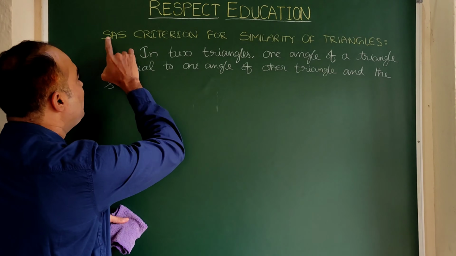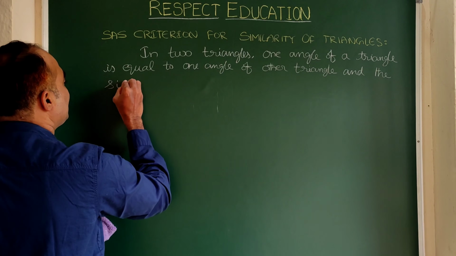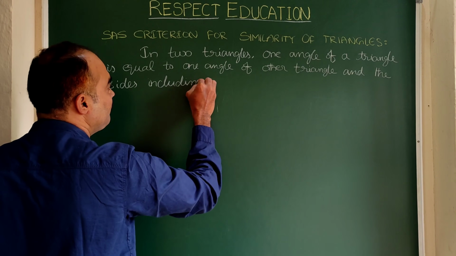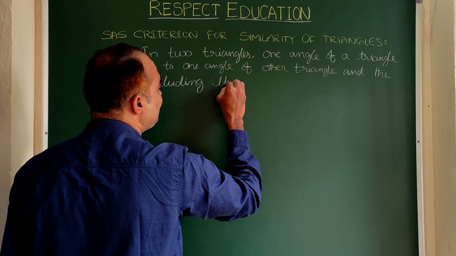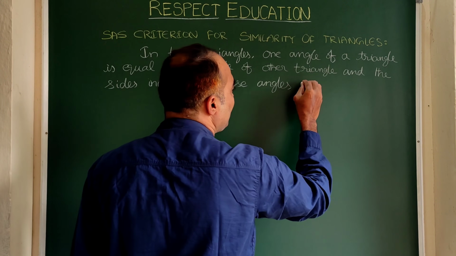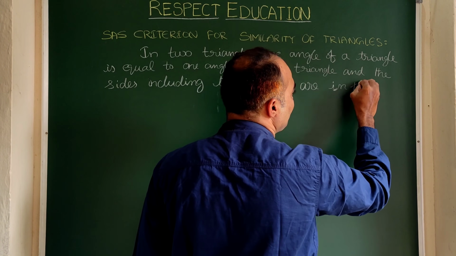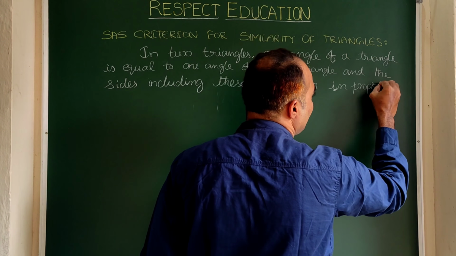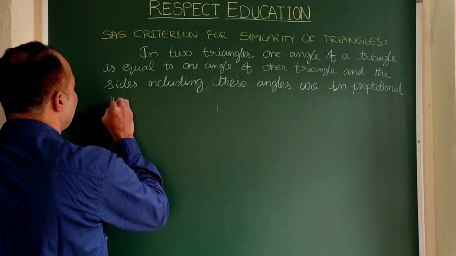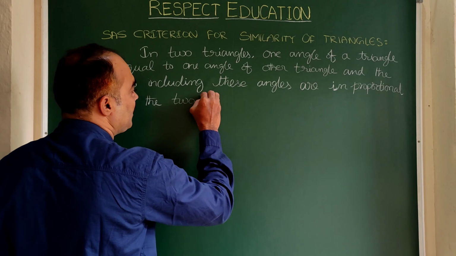Here one angle is to be equal, and the other two sides, the sides including these angles, are in proportion, or we can write are proportional, then the two triangles are similar.